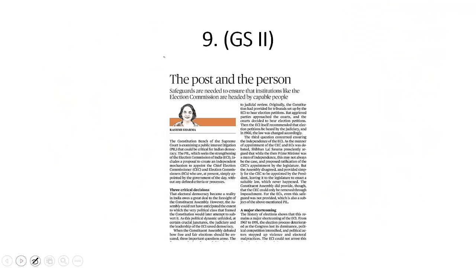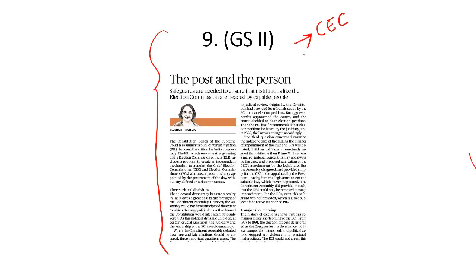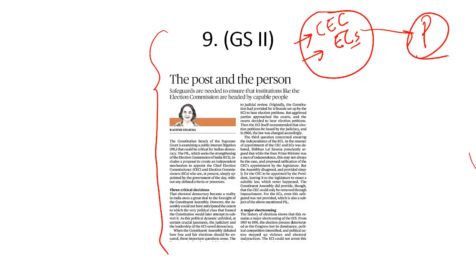Second, the post and the person on page number 9, it talks about the appointment to the Election Commission, appointment of chief election commissioners and election commissioners. There is a public interest litigation pending in the Supreme Court, and this public interest litigation talks about how there should be some mechanism to strengthen the appointment to the Election Commission, because as of now all these individuals are appointed by the president, obviously on the basis of the recommendations of the cabinet, on the basis of the recommendations of the prime minister.